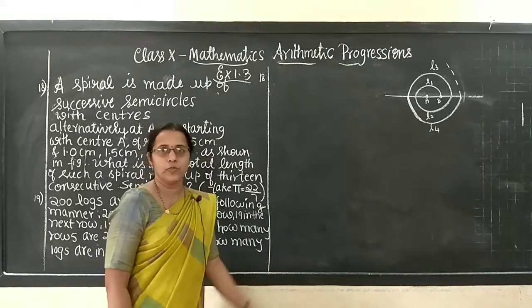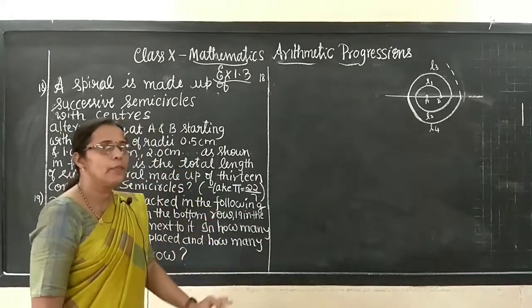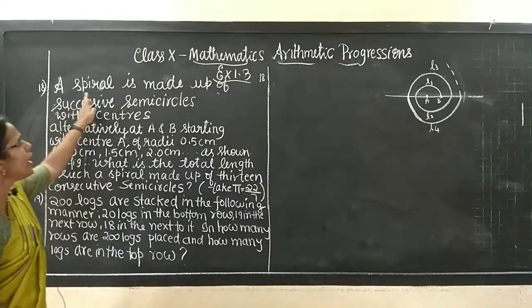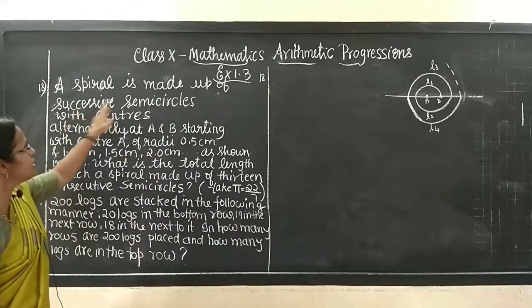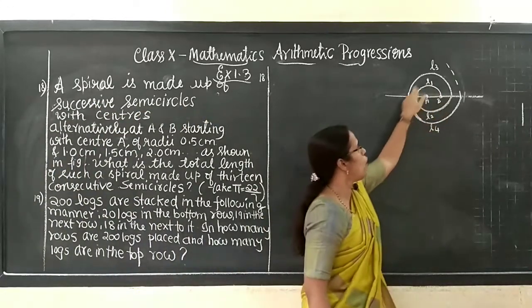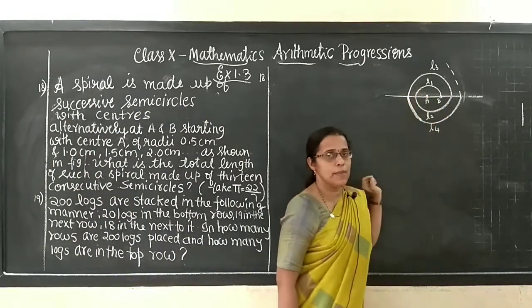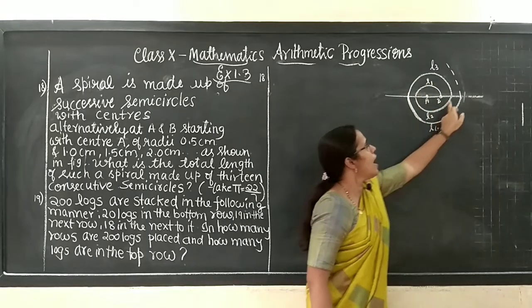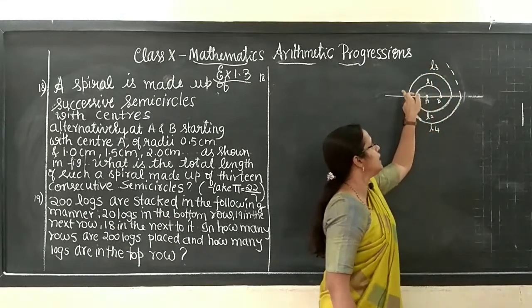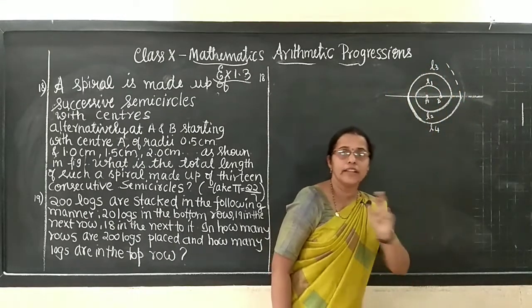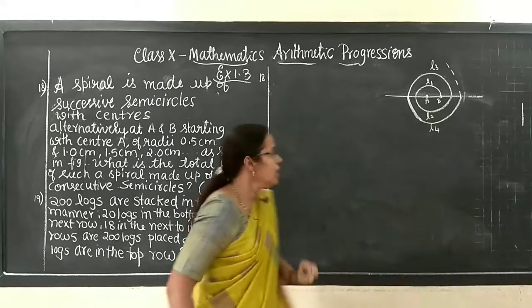Okay, let us start this problem now. See what is given in the problem. A spiral is made up of successive semicircles. Can you see the figure there? Spiral is made up of successive semicircles, meaning here one semicircle L1, here L2, here L3. This is L4. That is successive. Many semicircles are there, children. Okay, so for that, what you have to find?